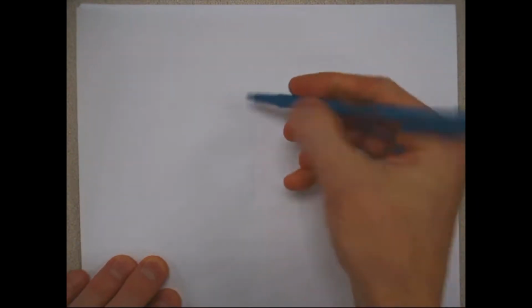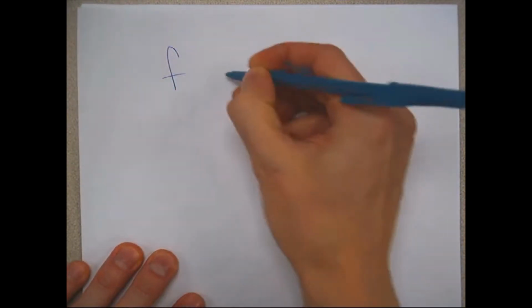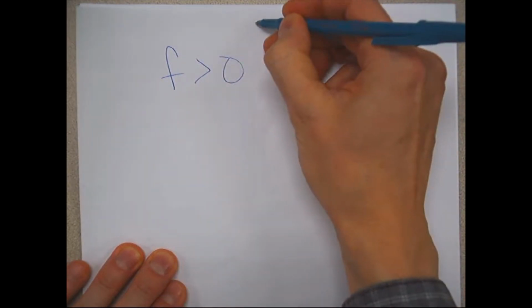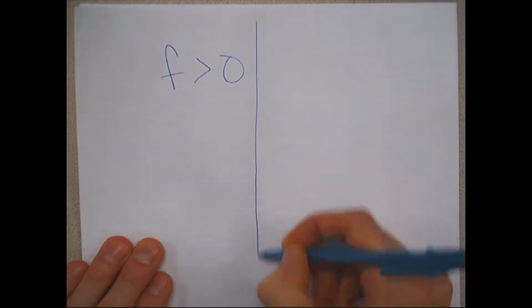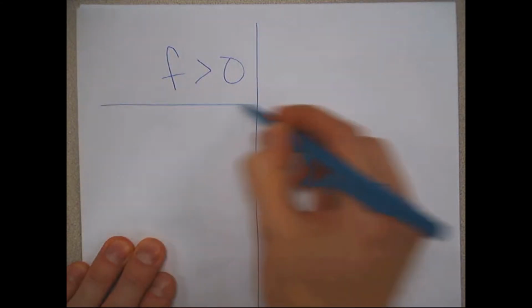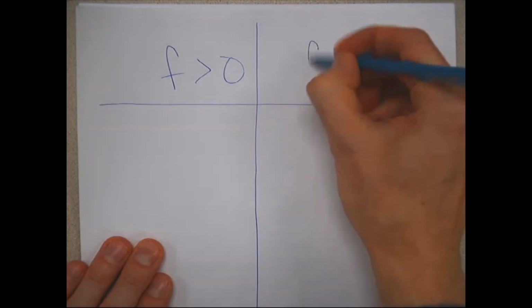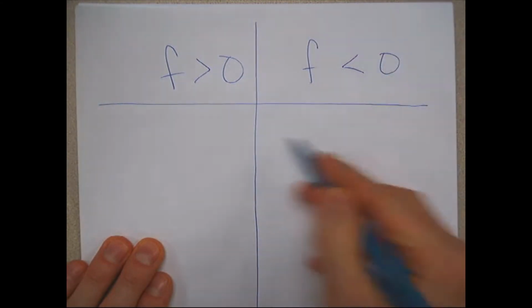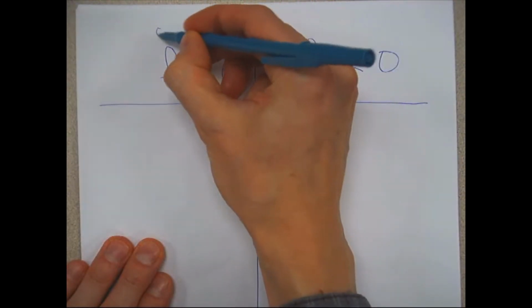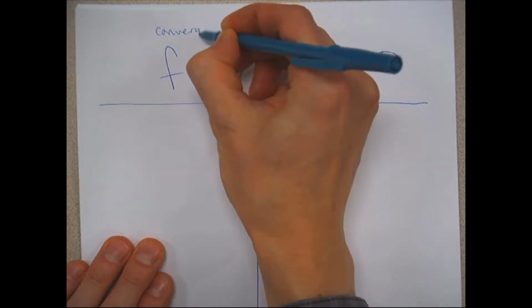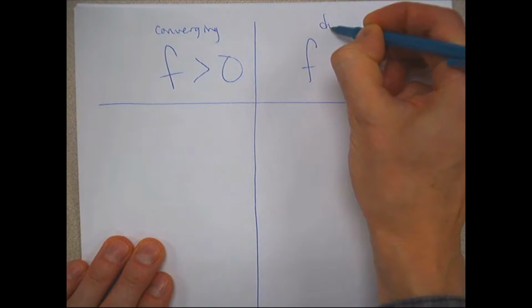possibilities. You can imagine focal length is positive, or focal length is negative. These are converging lenses. These are diverging.